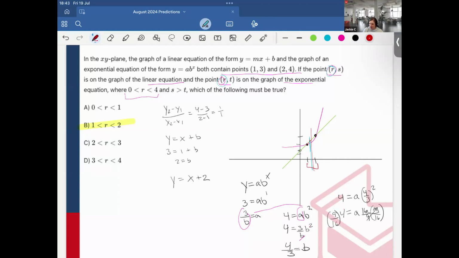So this I can reduce to 4. So basically 9/4 is equal to a. So then the final equation of the exponential would be our a value is 9/4, b value is 4/3, and then raised to the x. So now I actually have the two equations, and then I can just go ahead and make my life easier and plot it onto Desmos.